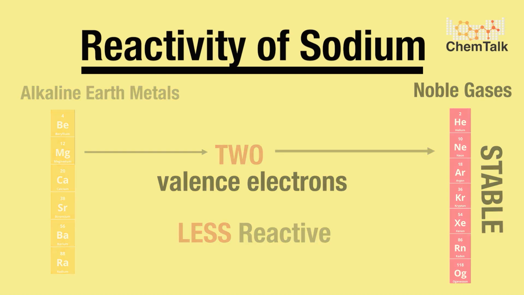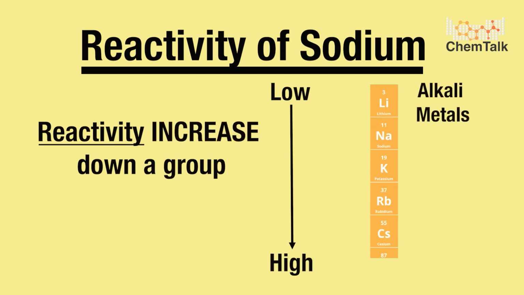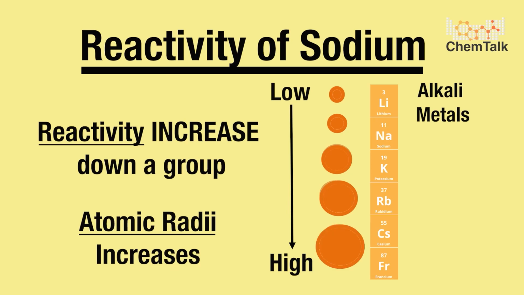Reactivity also increases as you go down a group. So lithium is less reactive than sodium, and sodium is less reactive than potassium. You can check out our other videos on lithium and potassium to compare their reactivity. The reactivity of metals increases as you go down a group, because their atomic radii increase as we go down the group.